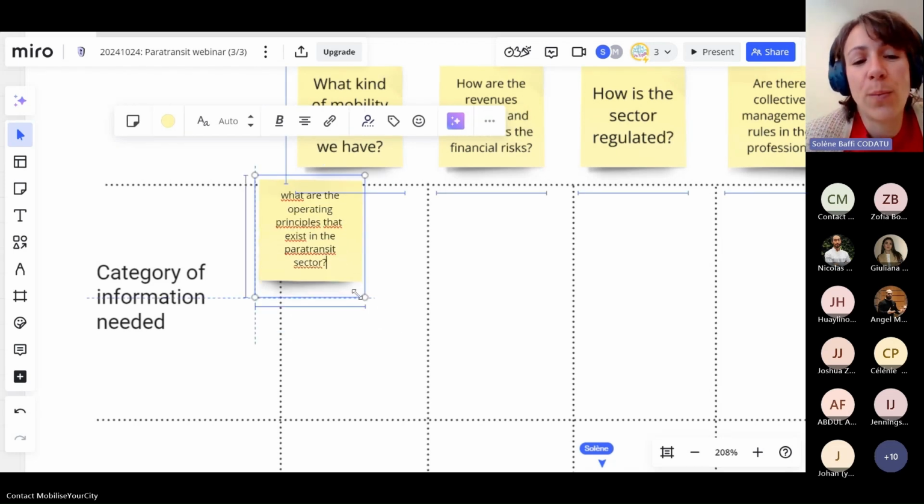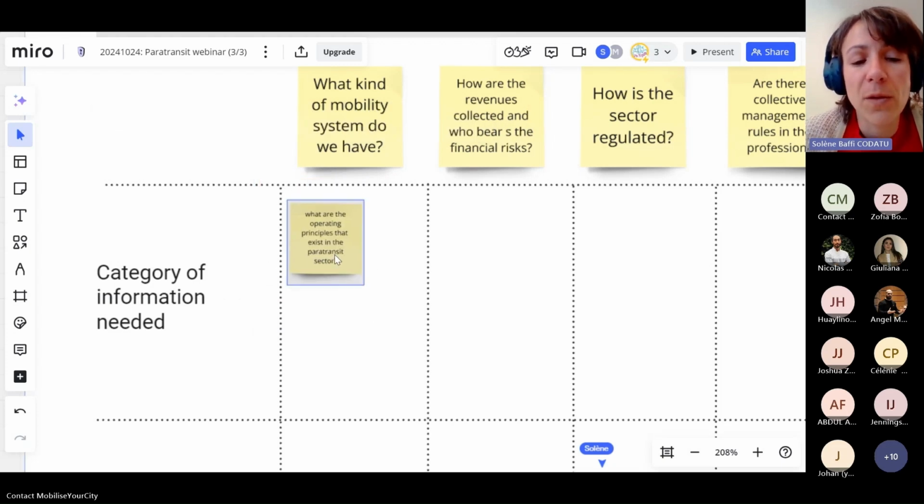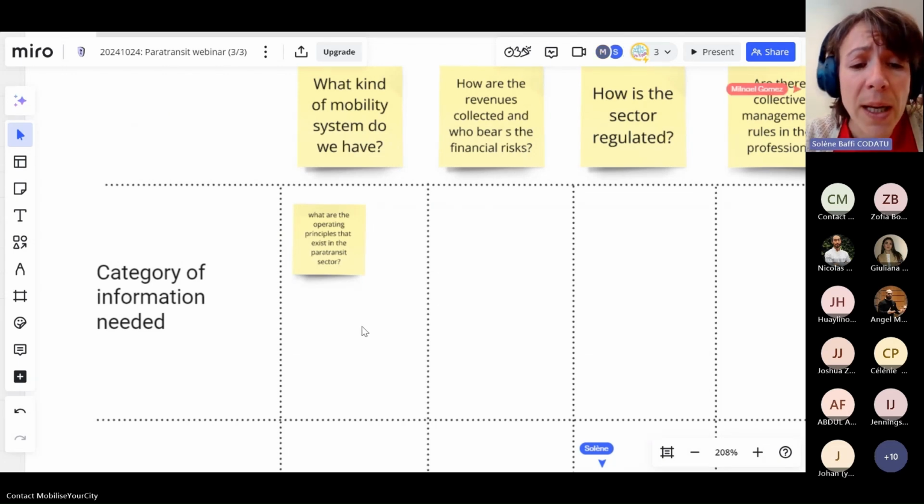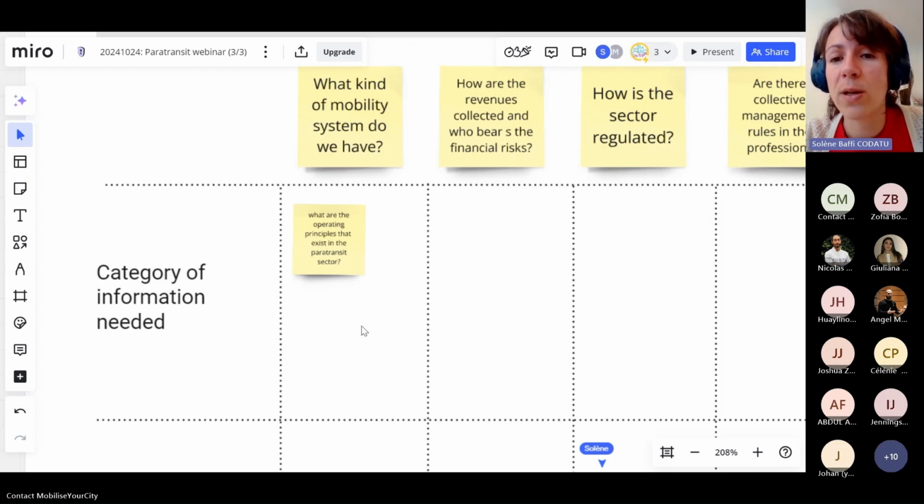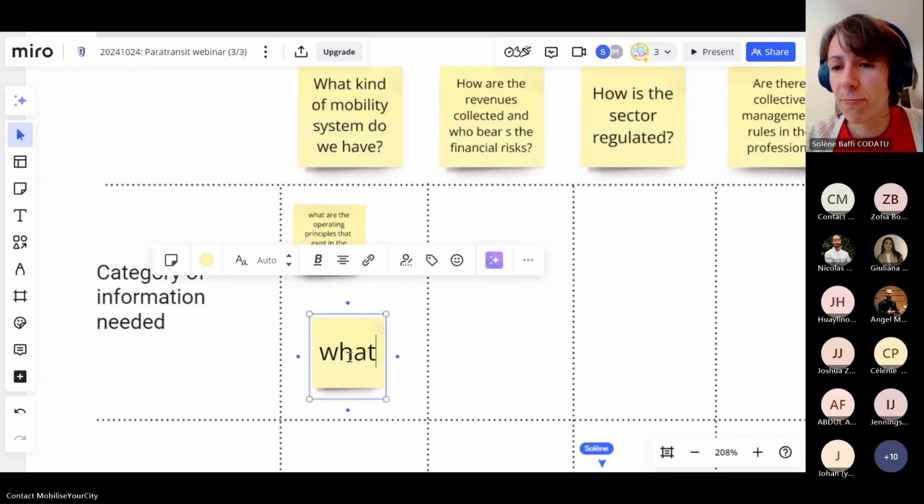I think that's one piece of information that could be useful if we want to understand how the system is working, meaning how the operators are working, according to which rules they work. Maybe also we could try to understand what all the areas covered by the service are. Maybe how many vehicles.